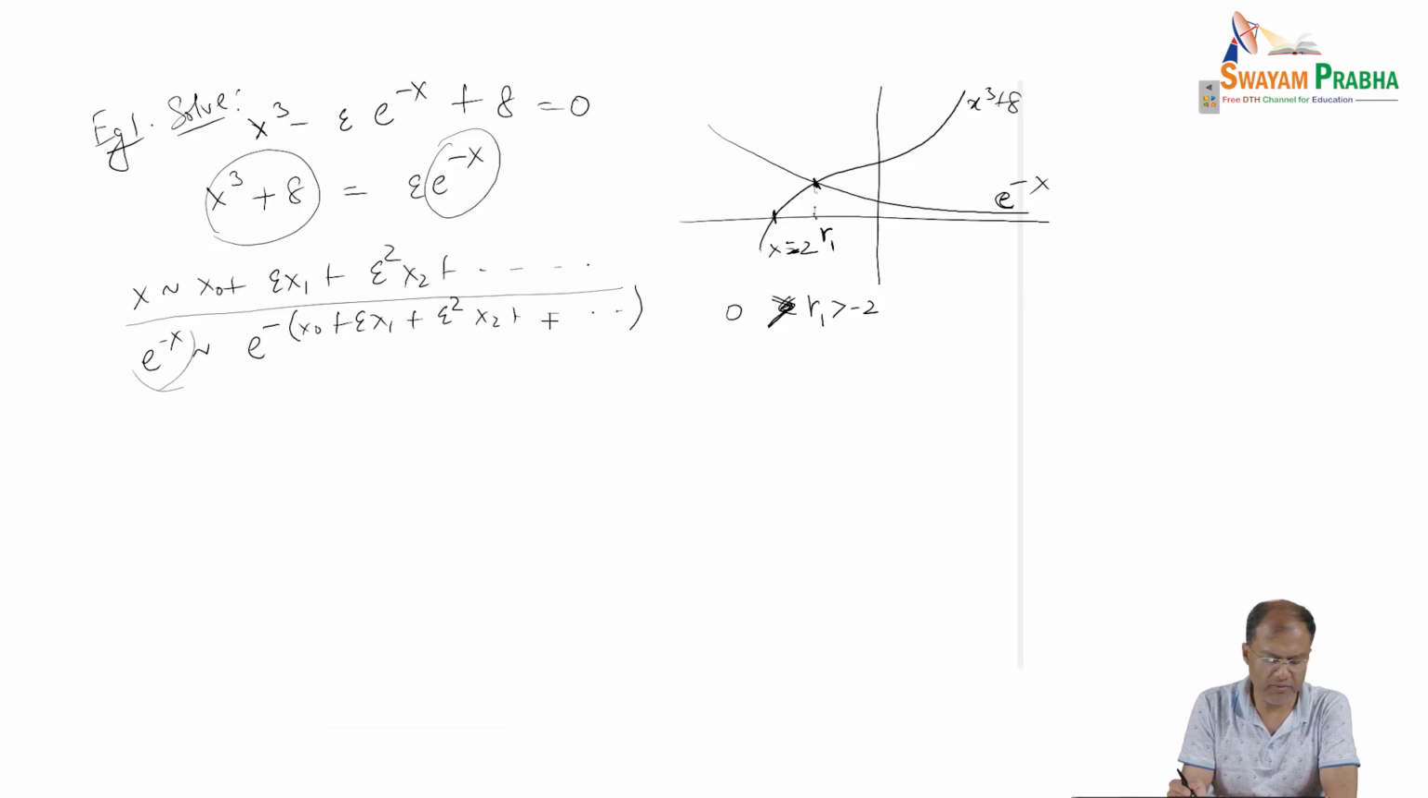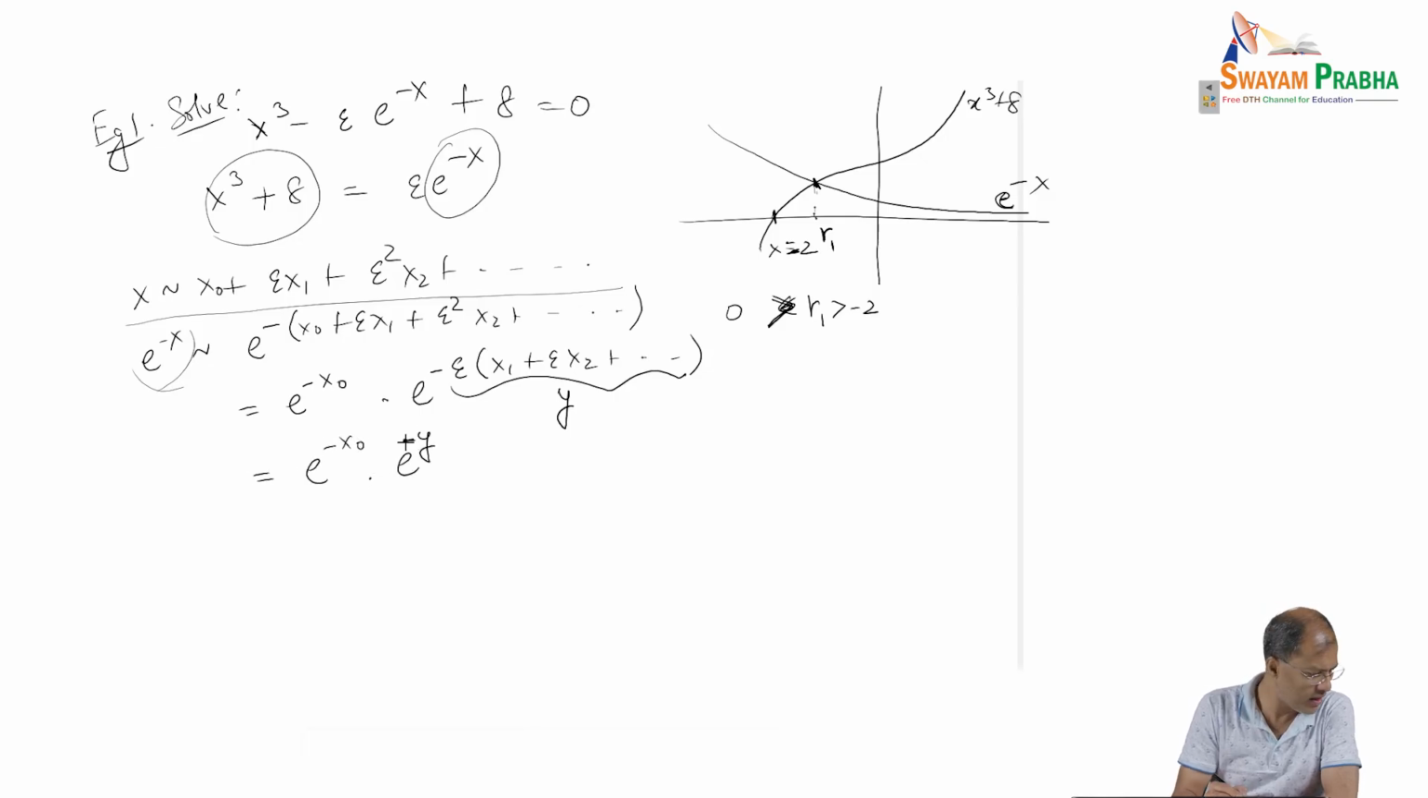Now e to the power minus x will have this form, and we can see that this is also equal to e to the power minus x0, which is a constant, times e to the power minus epsilon times x1 plus epsilon x2 and so on and so forth. We can use this factor which contains an epsilon to be y. And now we have that this is e to the power minus x0 times e to the power minus y, where y is epsilon x1 plus epsilon squared x2 and so on and so forth. So this is much less than 1, right?